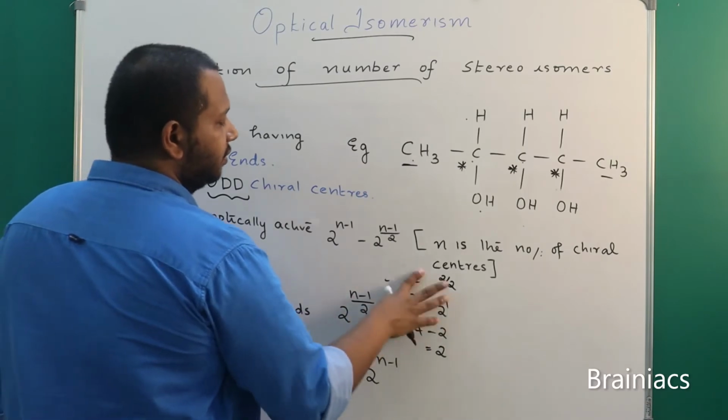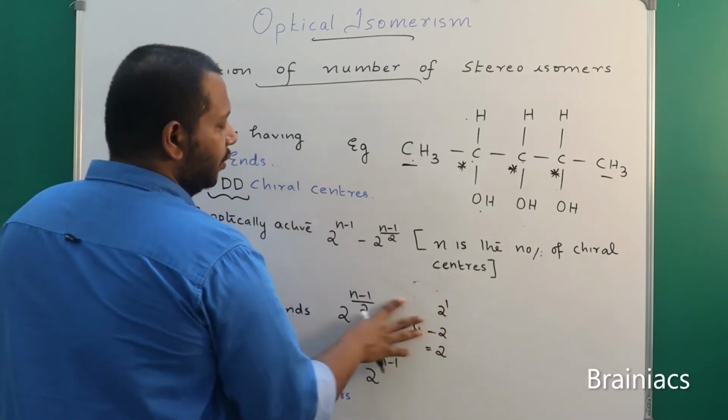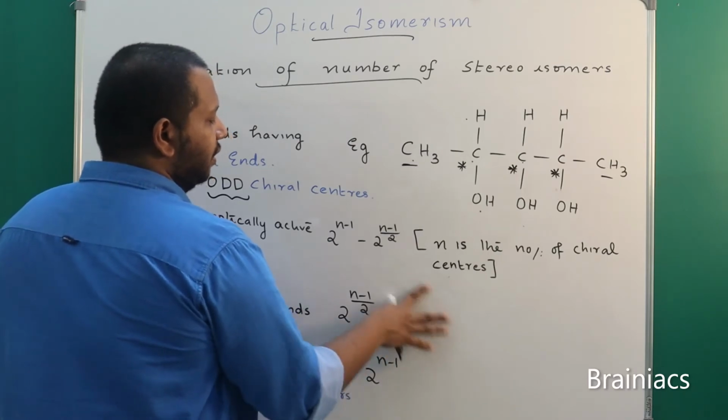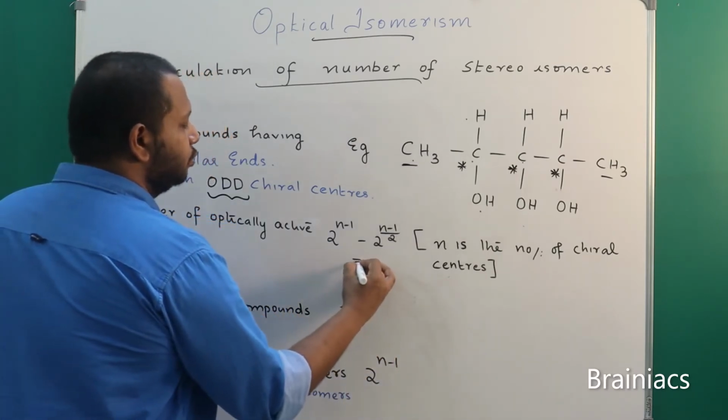So you will get the answer that the number of optically active isomers is equal to 2.